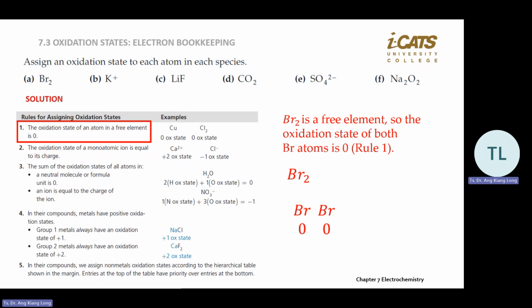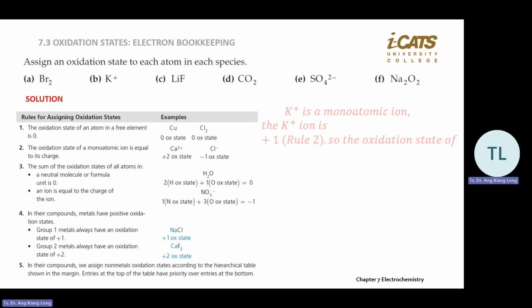Okay, so this is how you use the table. Usually this table, the rules for assigning oxidation states, will be given in the test or final exam. As I mentioned, this question will come out in your test too, for sure, and also in the final exam. Make sure you know how to use this table. Okay, then we go to example number 2.